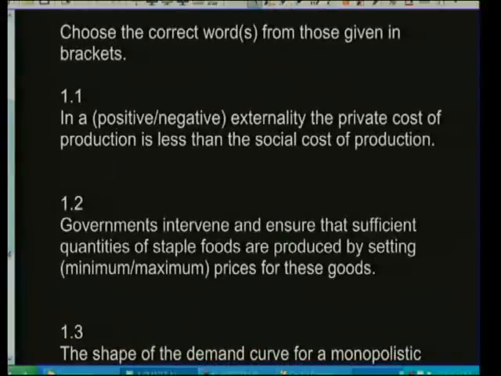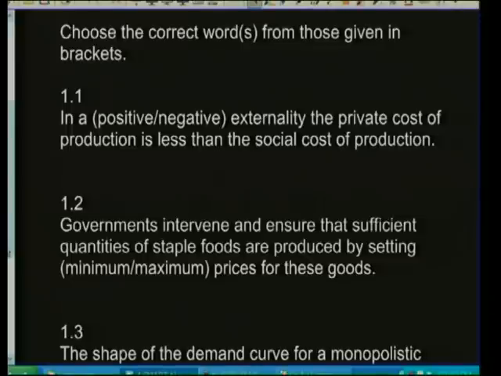1.1, a positive or a negative externality, the private cost of production is less than the social cost of production. A positive externality is a situation where the community benefits, not necessarily directly from the production of the product, but from the improvement in the infrastructure and the creation of jobs in that specific community. A negative externality is how people are affected in a negative way by the operations of the business, and this could include things like pollution.